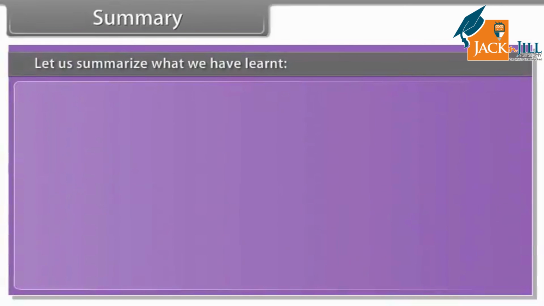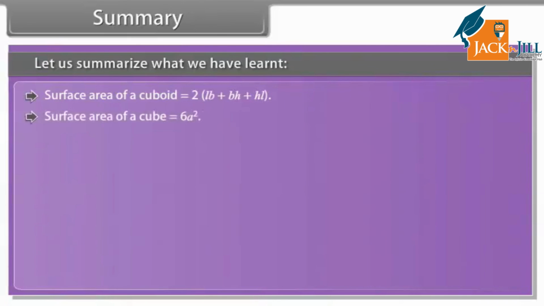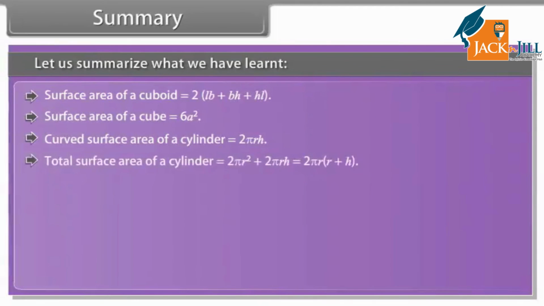Summary. Let us summarize what we have learned. Surface area of a cuboid is equal to 2(LB + BH + HL). Surface area of a cube is equal to 6a². Curved surface area of a cylinder is equal to 2πrh. Total surface area of a cylinder is equal to 2πr² plus 2πrh, which is equal to 2πr(r + h).